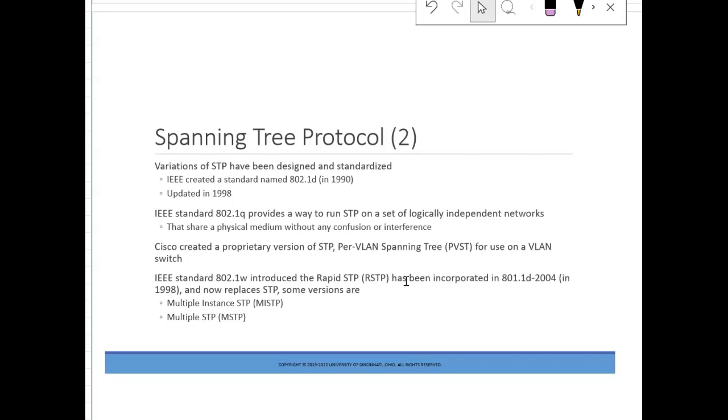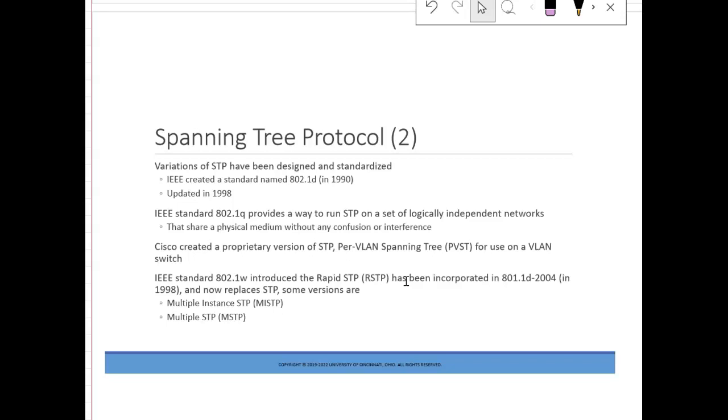Variations of STP were designed and standardized. In 1990, IEEE created a standard named 802.1d, which was updated in 1998. IEEE standard 802.1q provides a way to run STP on a set of logically independent networks that share a physical medium without any confusion or interference. Cisco created a proprietary version of STP, per VLAN spanning tree, also known as PVST, for use on VLAN switches.